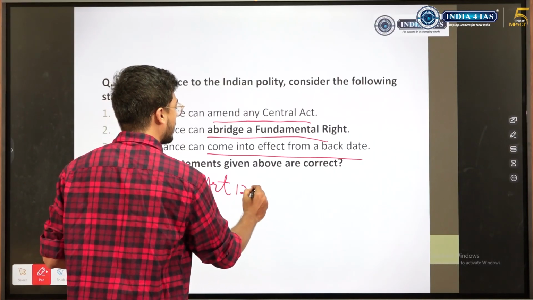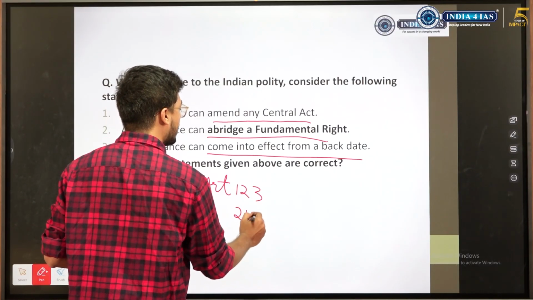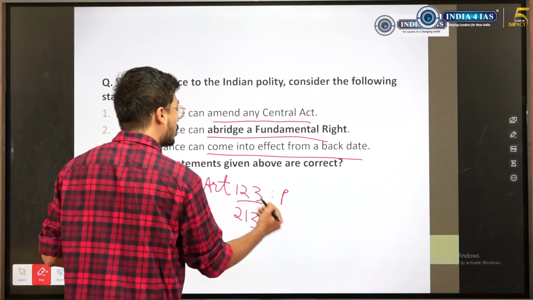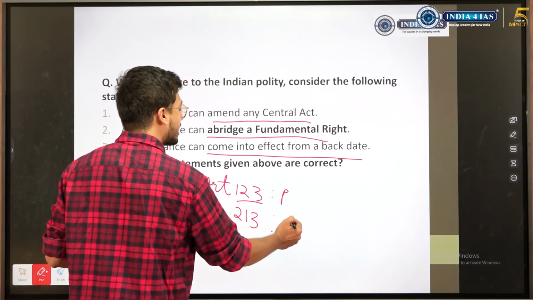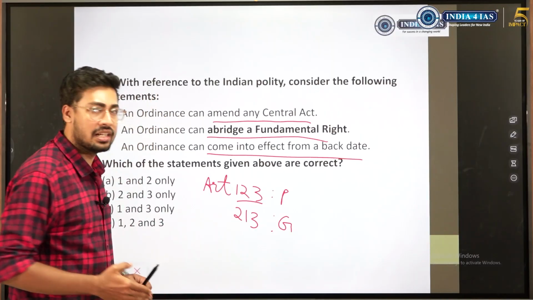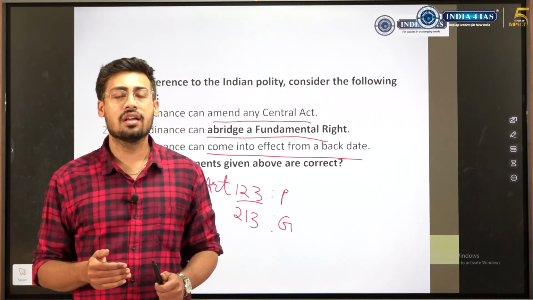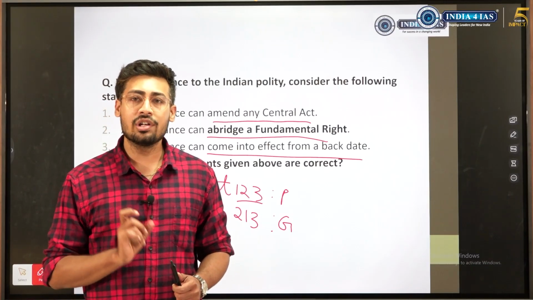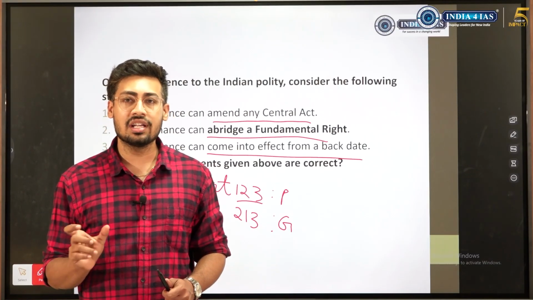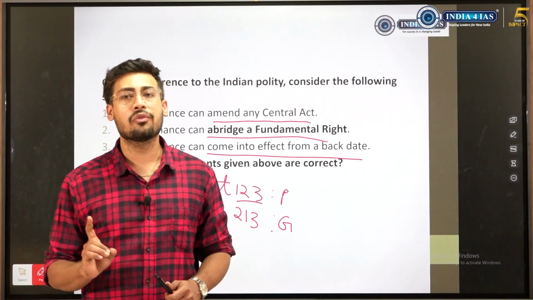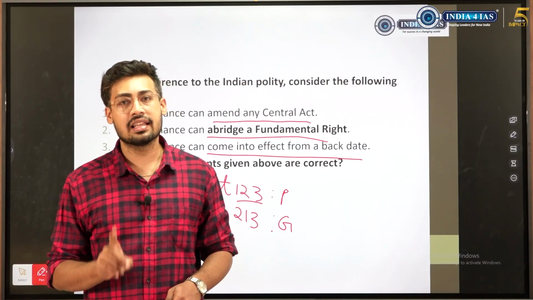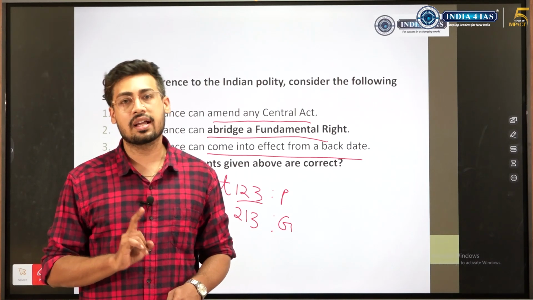President and Governor. Article 123 for president and article 213 for governor. And when shall an ordinance be made? An ordinance can be made when one of the houses or either of the houses is not in session. Only then can an ordinance be made, and an ordinance cannot be used as a parallel power of legislation, as the Supreme Court has said. So when both the houses are in session, the ordinance power cannot be used.